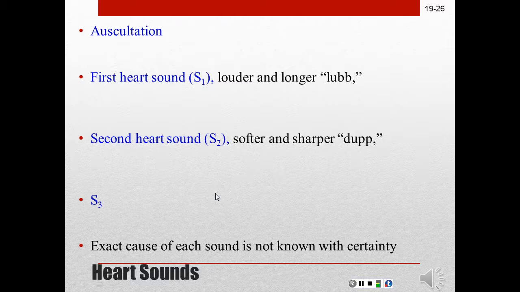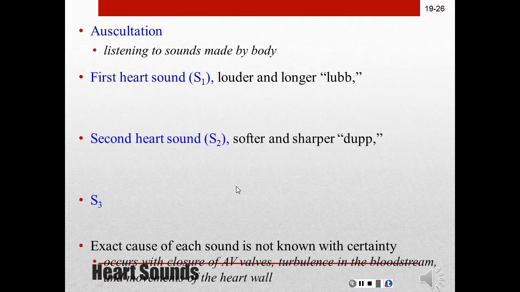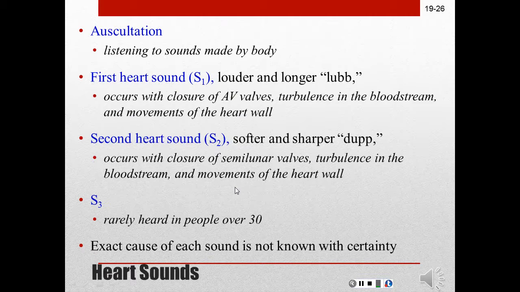Now, these are the different heart sounds. Two of three heart sounds are audible with a stethoscope during the cardiac cycle. Auscultation deals with listening to sounds made by the body. The first sound, S1, is that very first heart sound, our lub. S1 is louder and longer, and S2 is our second sound. So we have our lub-dub, lub-dub.